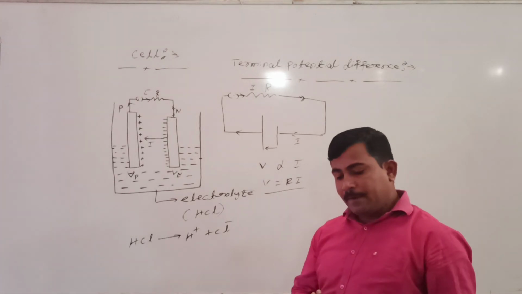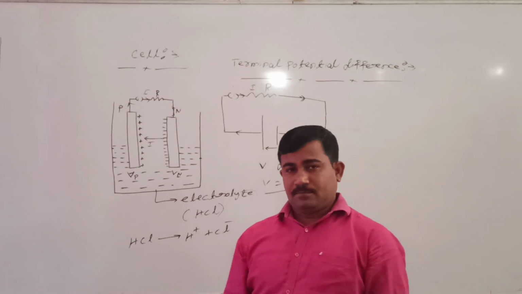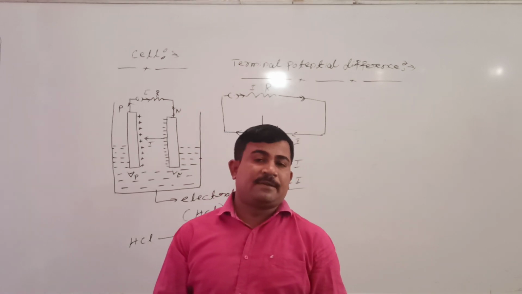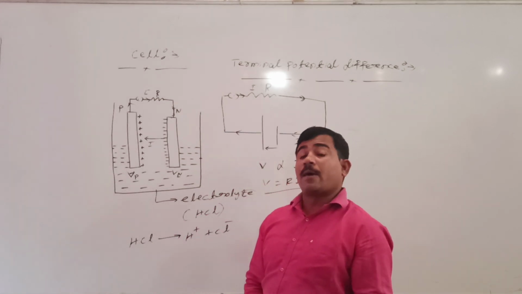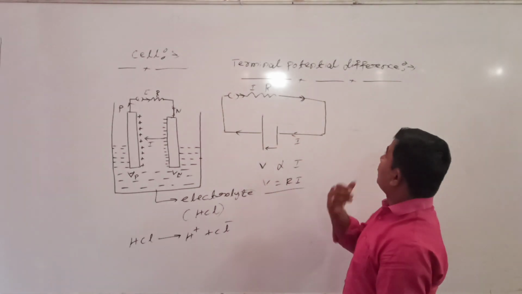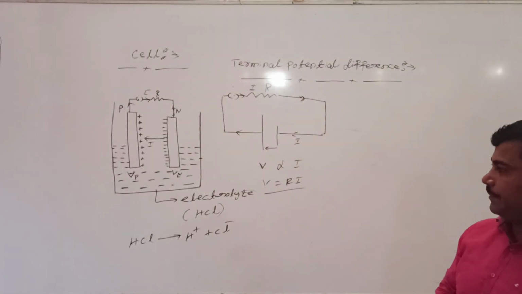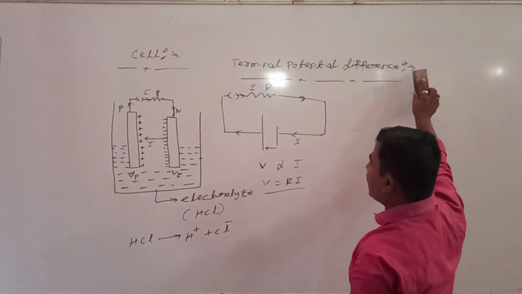Like this. But when current flows in an electric cell, it has some opposition. That opposition to the flow of current in the electrolytic solution is represented by one more physical quantity that we call the internal resistance of the cell. Let us see what is the internal resistance of the cell.